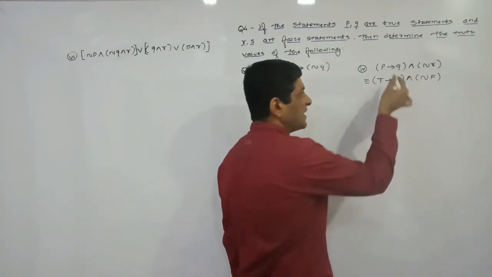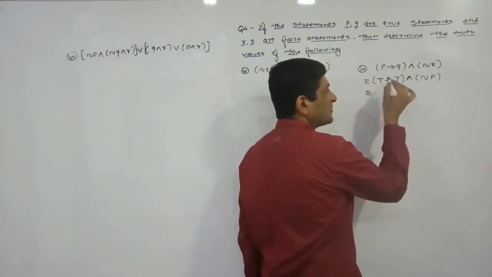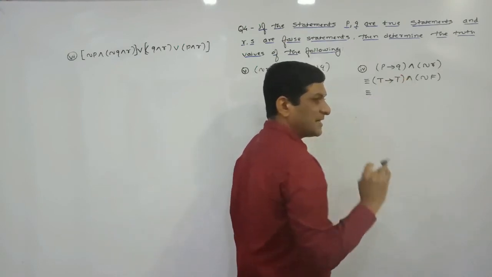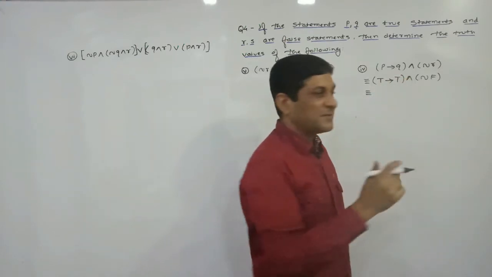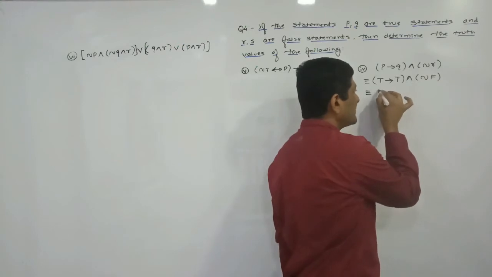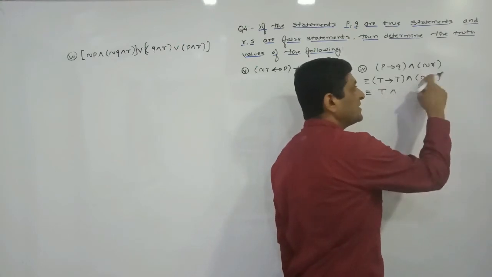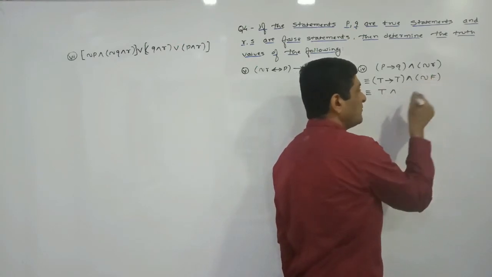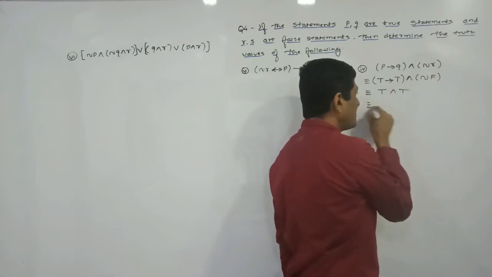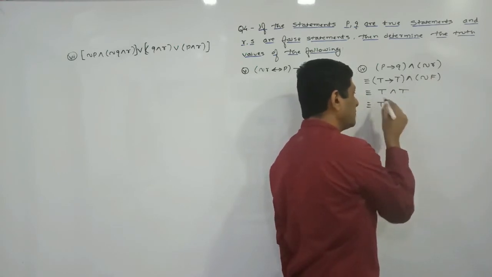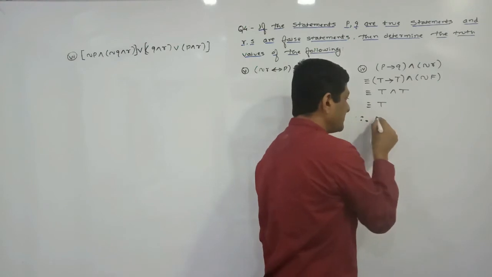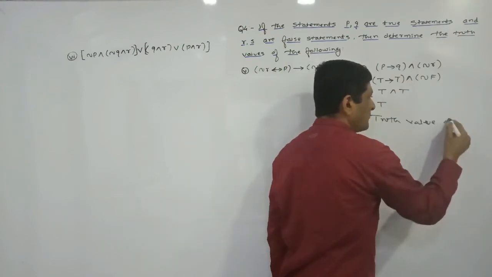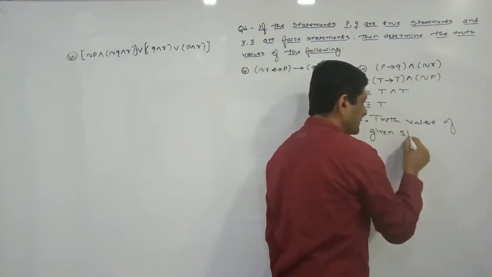So let us simplify this first bracket. In case of implication, only when TF appears is implication false, otherwise implication is true. So here the first part is true, and what is the negation of true? Sorry, the negation of false is true. And in case of AND, if both are true, the result will be what? True. So we can say that therefore the truth value of the given statement is T.